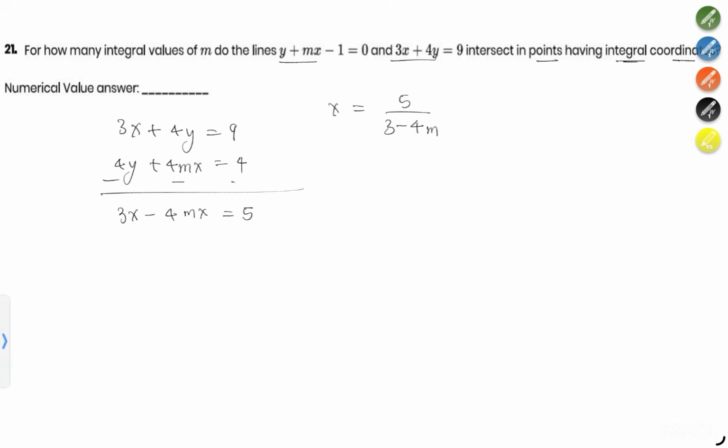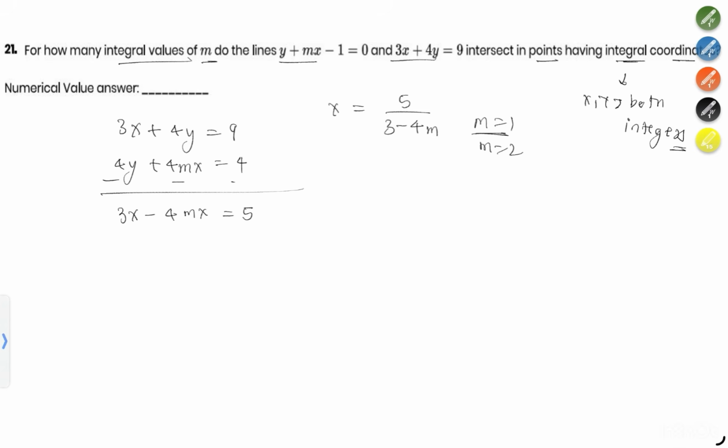So integral coordinates means what? x and y both should be integral. Both should be integers. So if both are integers, x also has to be an integer. So if x has to be an integer, we cannot take m to be a negative number because if you take m equal to, let us assume, minus 1, the denominator will be greater than the numerator. Those conditions are not permissible. So we can take m equal to 1 and m equal to 2 in this case.